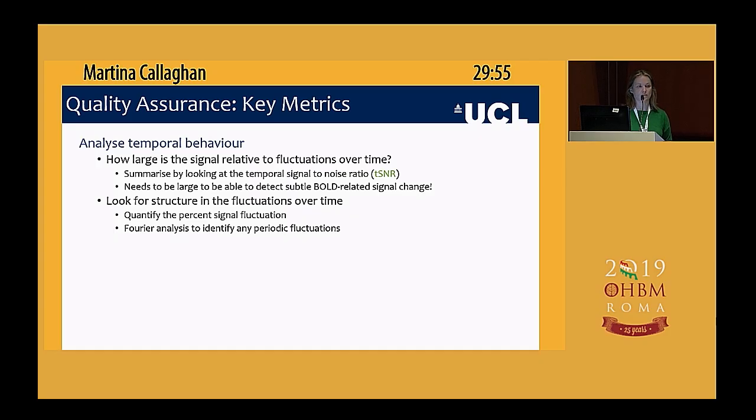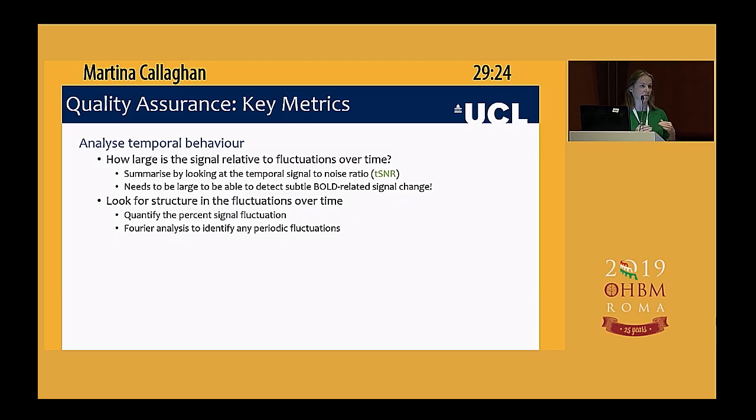Okay, so the next is to look at the temporal behavior, because of course it's an experiment we're carrying out over time when we're doing a functional imaging experiment. So you want to see what is the signal level relative to the system fluctuations. And that's typically characterized by temporal signal to noise ratio, or signal to fluctuation noise ratio, SFNR, you'll sometimes see as well. And what we need this to be is as large as possible so that we have high sensitivity from a functional perspective.